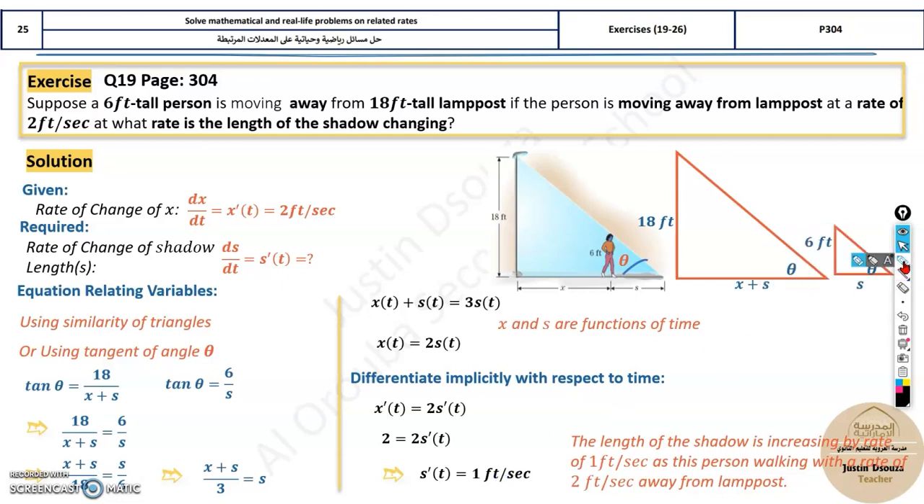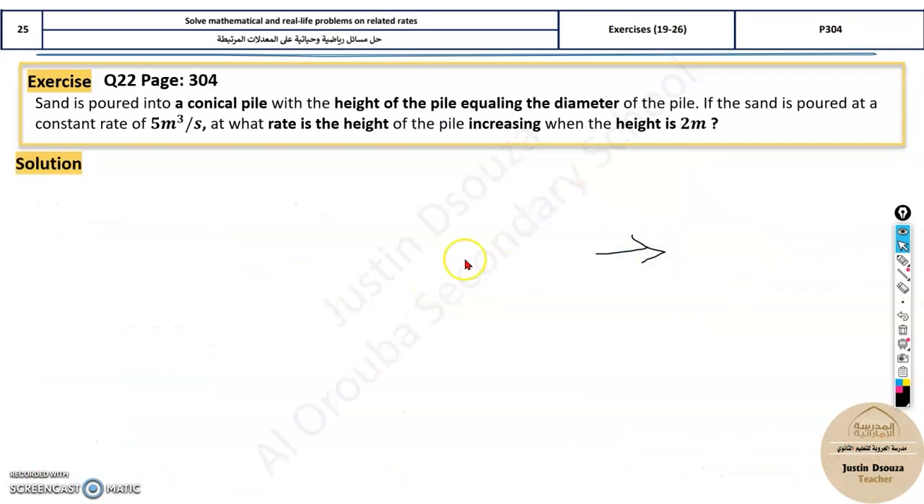Now, since he's going that side away, it'll be positive. So it is increasing at a rate of 1 feet per second. As he is going, the shadow is increasing. So this is how we solve this problem. We will see one more problem over here.